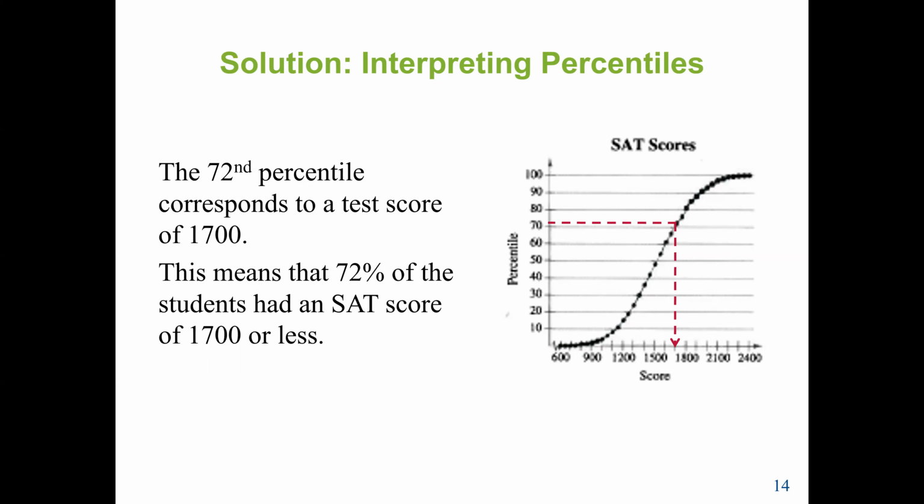So quartiles or percentiles are normally used to find the positions of values, and this is a very good example. We have a test score given, and also the percent of students who pass it, they get a score. So 72% tells me 1,700. So 72% of all the students get a score of 1,700 or less.